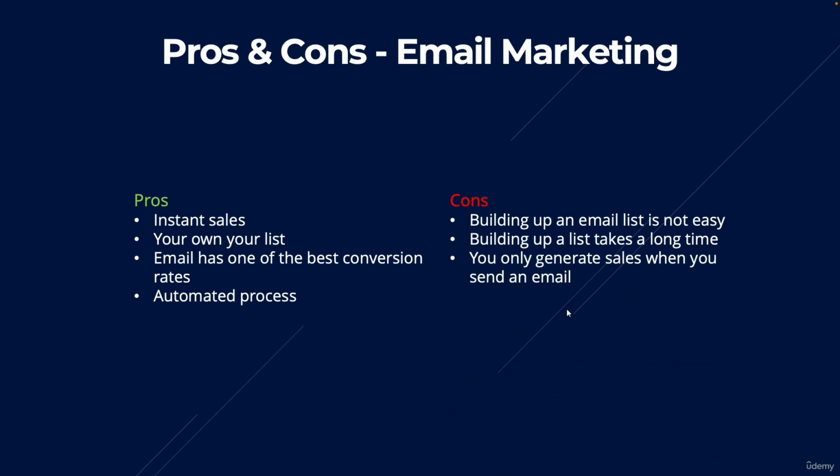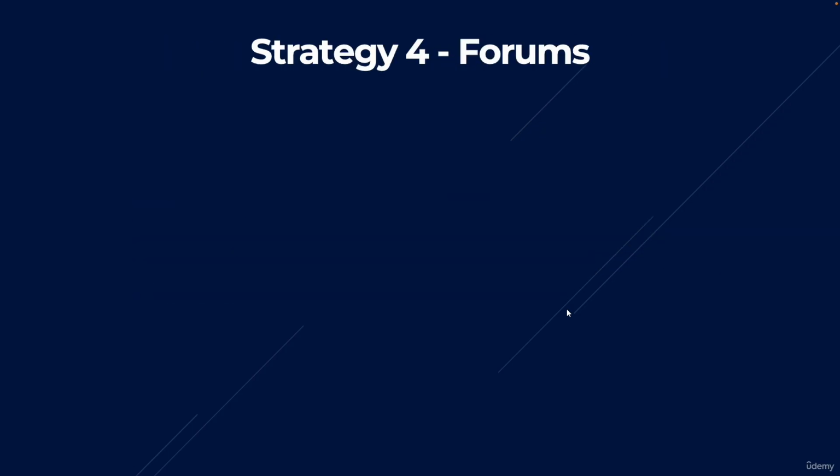The third con of email marketing is that you only generate sales when you send an email. Whereas if you have a Google ad campaign going or you're doing SEO and you're ranking highly in Google, you have the potential to generate sales literally 24/7, 365 days a year. Email marketing does not give you that opportunity.